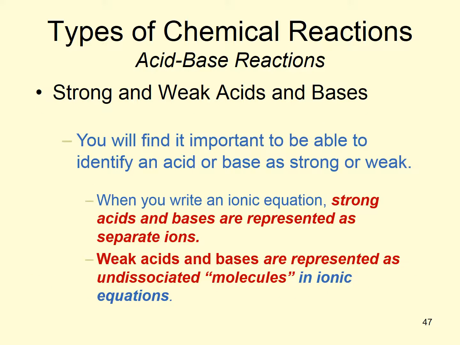All right, so you need to be able to identify what acids are strong and what are weak. And just like when we did the precipitate reactions, if we have a strong acid or a strong base, because they're 100% ionized, we need to represent them that way, and so we write them as their separate ions. Weak acids and bases are generally represented as undissociated molecules when they're in an ionic equation, because such a small percent is actually ionized. So very similar to the precipitate reactions, where anything that was soluble we broke apart, anything that was insoluble we kept together. It's the same idea here.